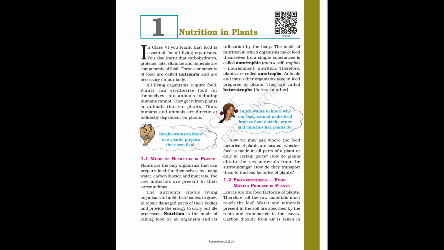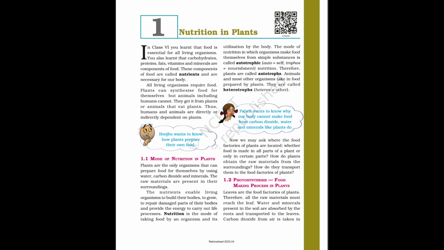Nutrition is the mode of taking food by an organism and its utilization by the body. The mode of nutrition in which organisms make food themselves from simple substances is called autotrophic nutrition. Therefore, plants are called autotrophs. Animals and most other organisms take in food prepared by plants. They are called heterotrophs.